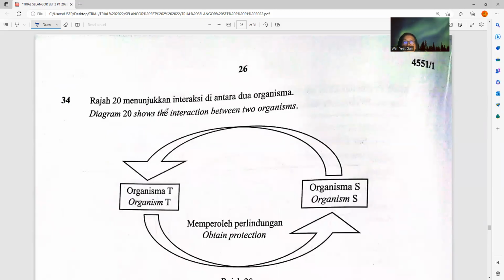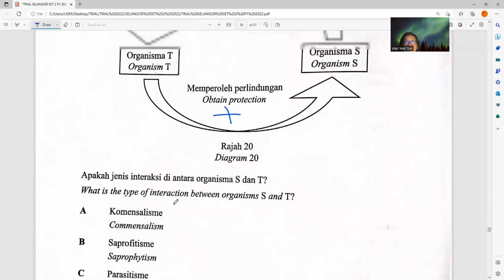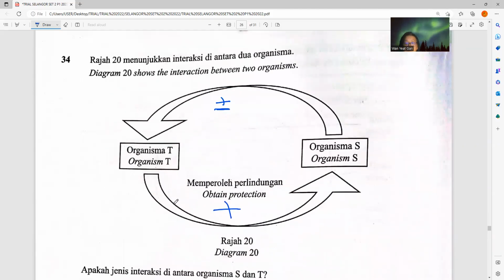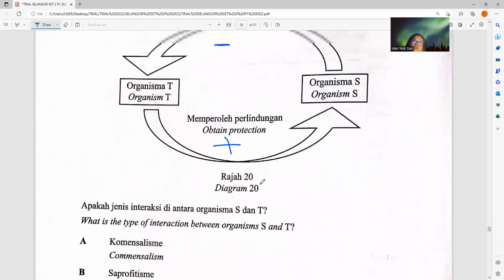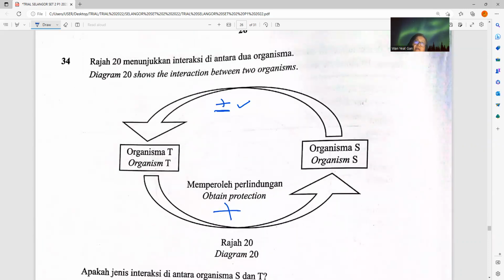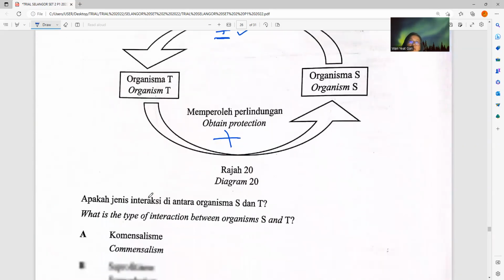34. Diagram 20 shows the interaction between two organisms. So S obtains protection, so it benefits, but T does not get any benefit, neither is it harmed by organism S. So here it is an interaction where one benefits, the other doesn't. Okay, T doesn't benefit, neither is it shown here in any way. No words are written here to show that it is also harmed. So it looks more like commensalism.